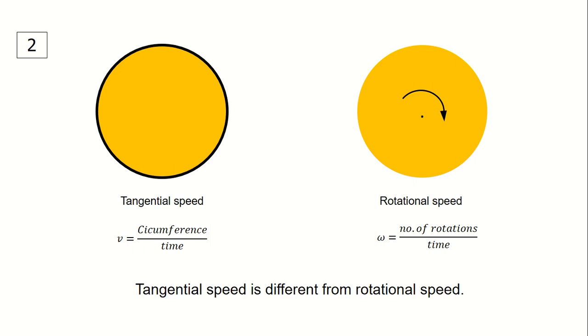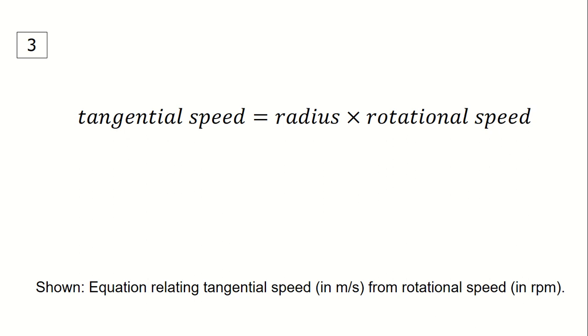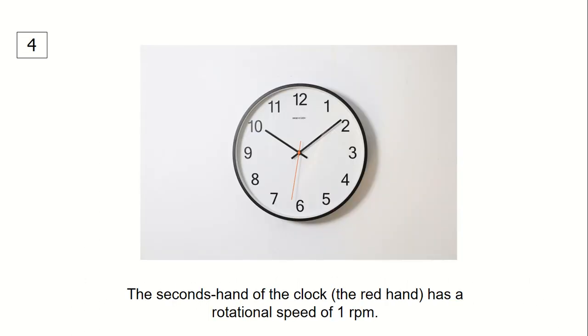Rotational speed and tangential speed are related to each other using the formula below. Tangential speed is equal to the radius times the rotational speed. V is equal to R times omega. The unit of rotational speed is stated in RPM, or revolutions per minute.